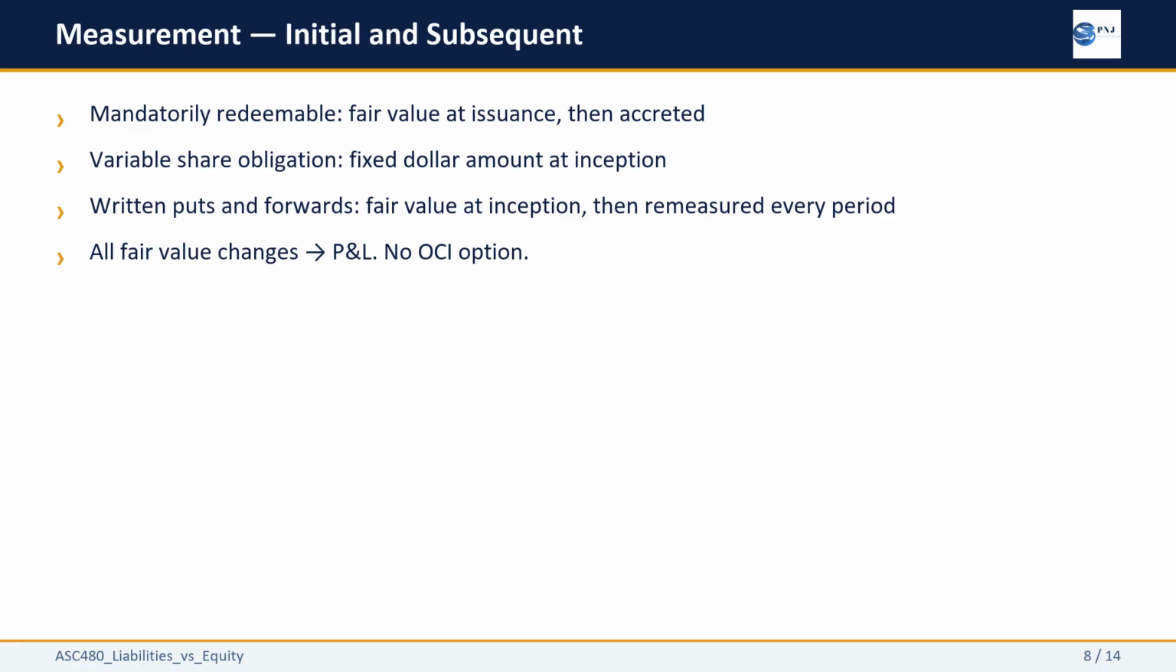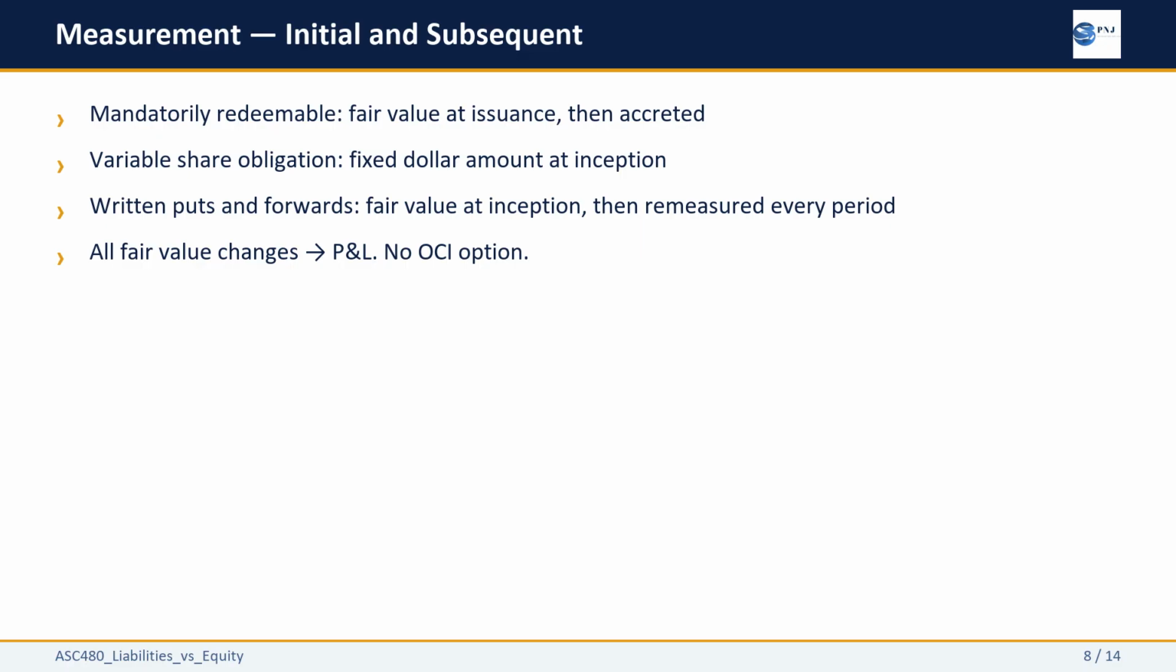Initial measurement varies by instrument type. Mandatorily redeemable instruments are recorded at fair value at issuance, typically equal to cash received, and then accreted toward their redemption price through interest expense. Variable share obligations are recorded at the fixed dollar amount owed.